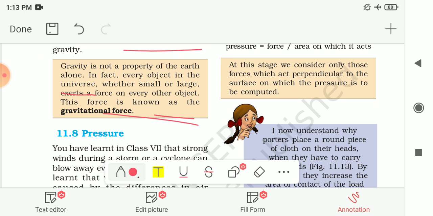That means the earth is not the only one that has the gravitational force. Every object in the universe, whether small or large, in fact we also apply a force on every other object, which is known as the gravitational force, and this force attracts the other objects towards them. And again there is no contact between these two objects. So that is why the gravitational force is also an example of a non-contact force.